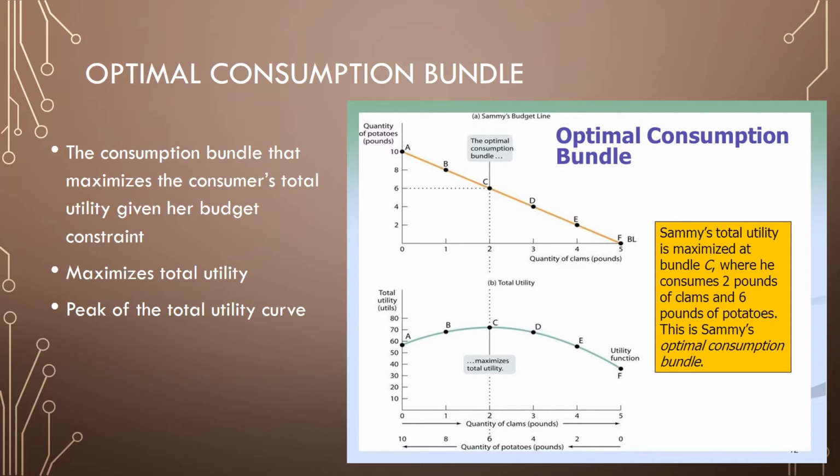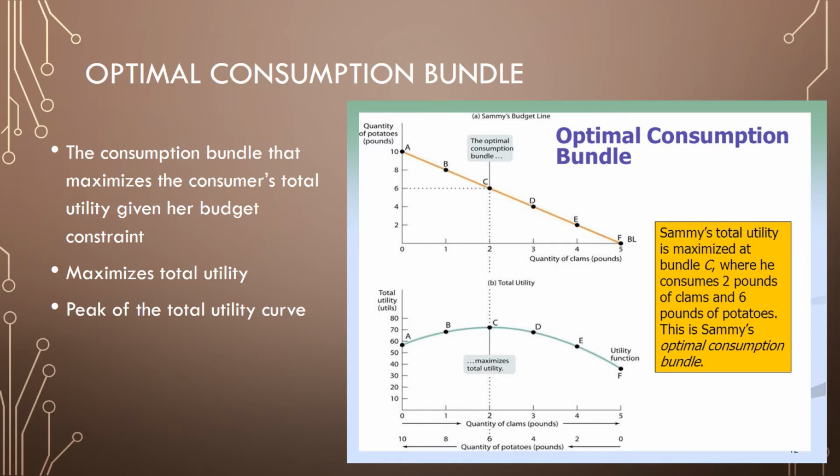The idea here is to maximize total utility, and so we're going to find that at the peak of the total utility curve. And really I think the next chart's going to do a little bit better of what we need to do. But the idea here, it says Sammy's, so this is a different scenario. Sammy's total utility is maximized at bundle C, where he consumes 2 pounds of clams and 6 pounds of potatoes.